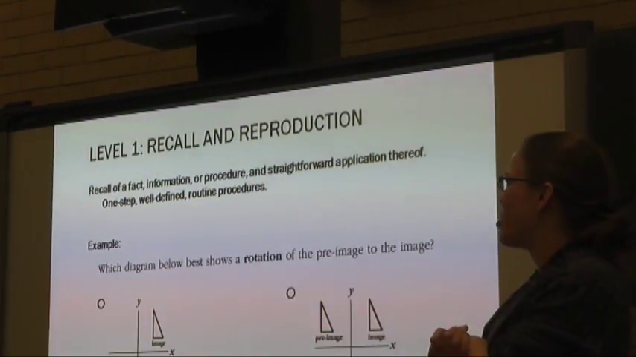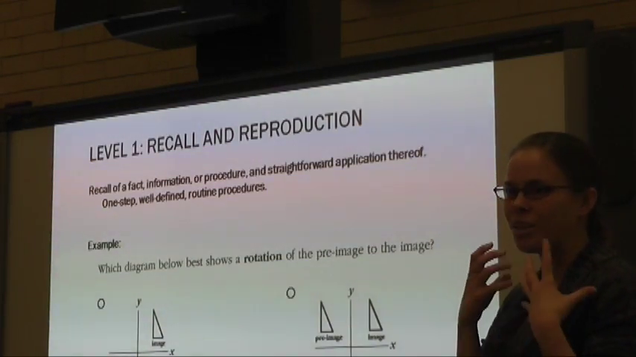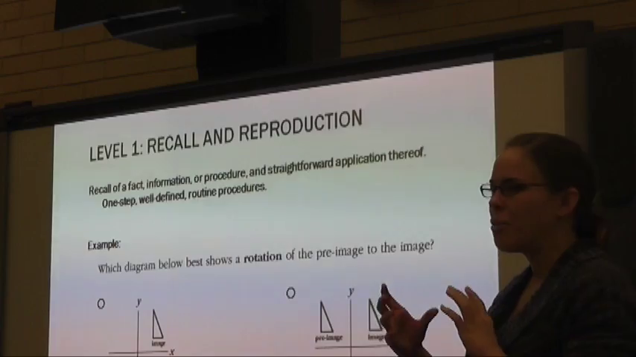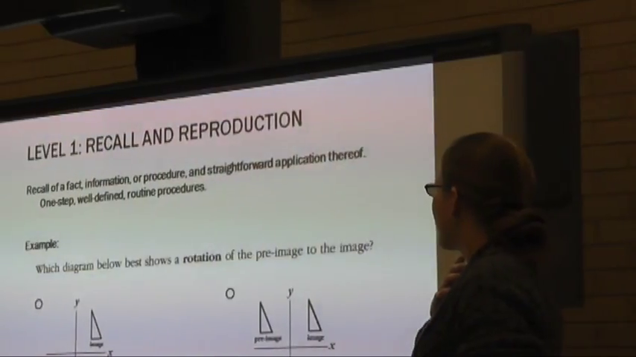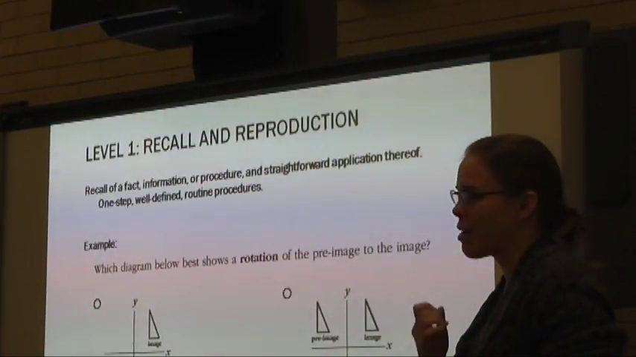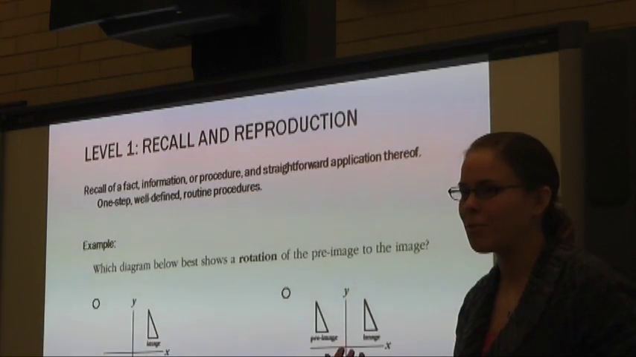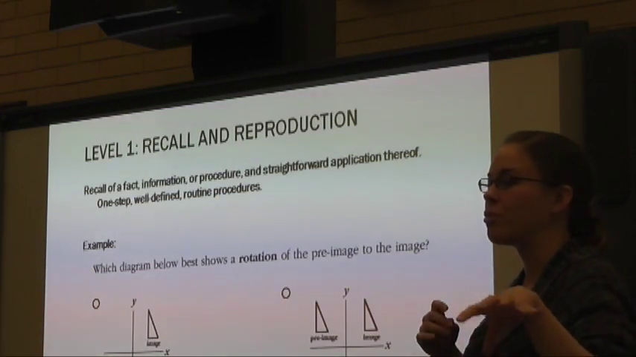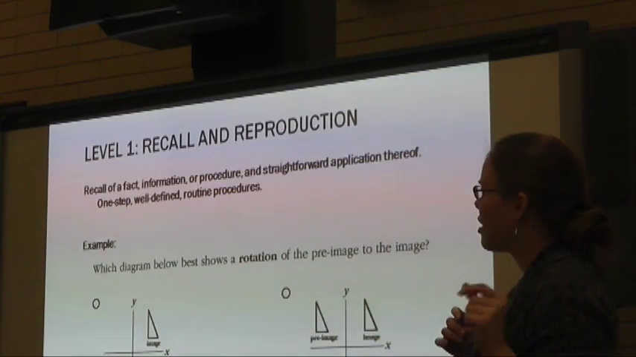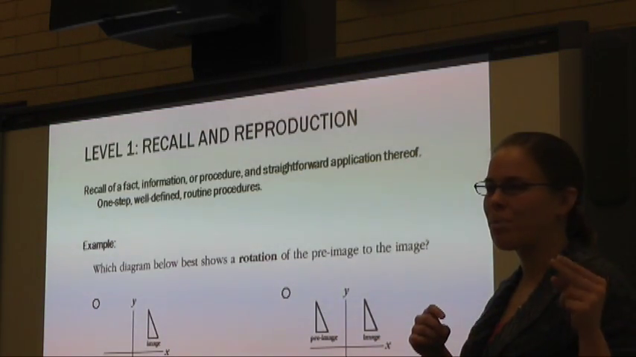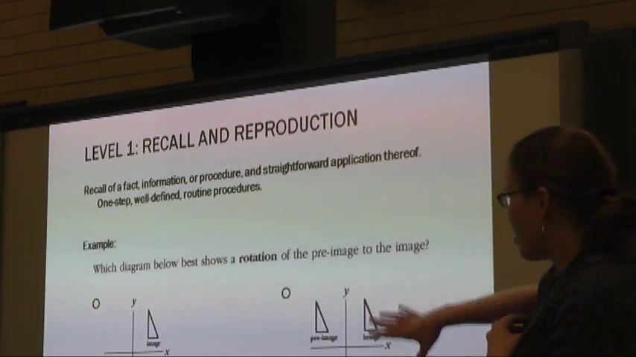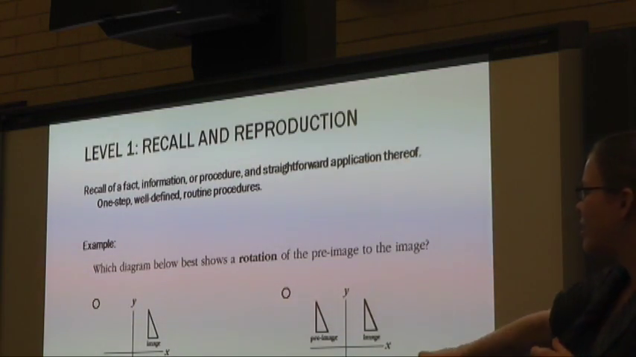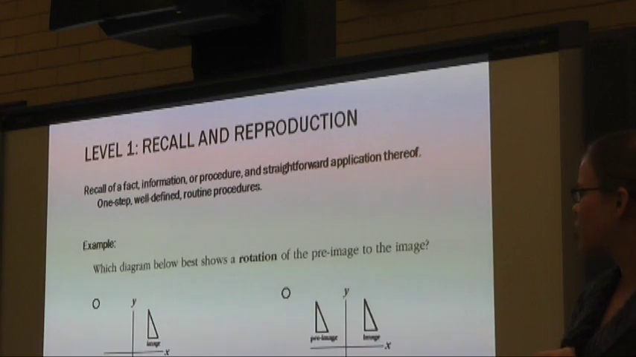In a level 1 problem, you're asked to recall a fact or information or procedure, but it's not just remembering, it's also applying. So level 1 goes beyond just remembering what diameter is or what the formula of circumference is to applying it in a straightforward manner. Level 1 is typically a 1-step problem. It's a well-defined problem, and it's a routine problem, something that you might see pretty commonly. And an example down here asks, which diagram below best shows a rotation of the pre-image to the image?